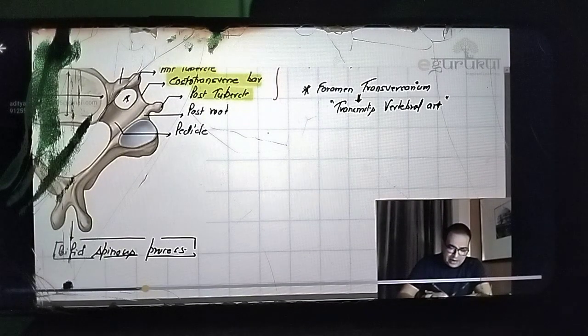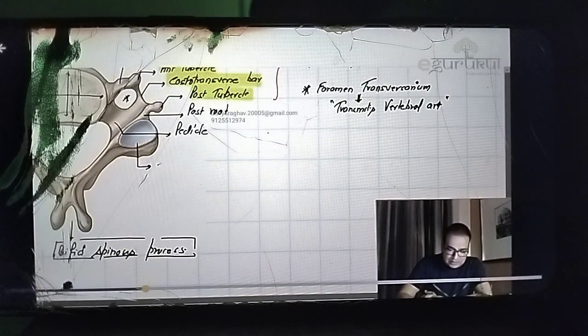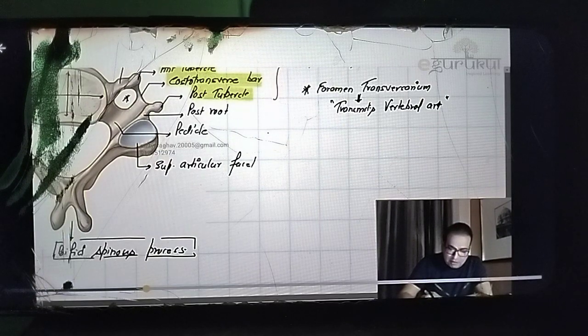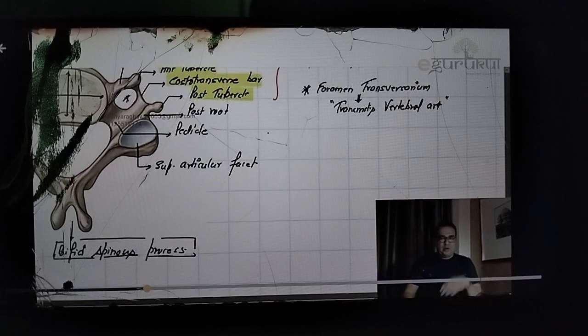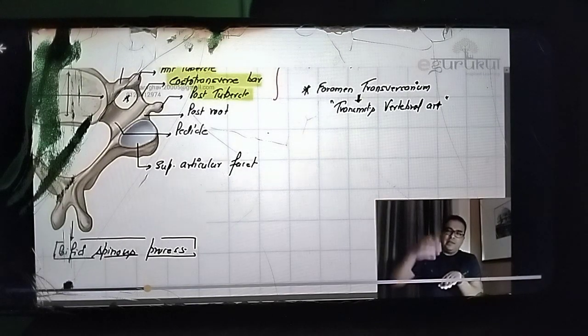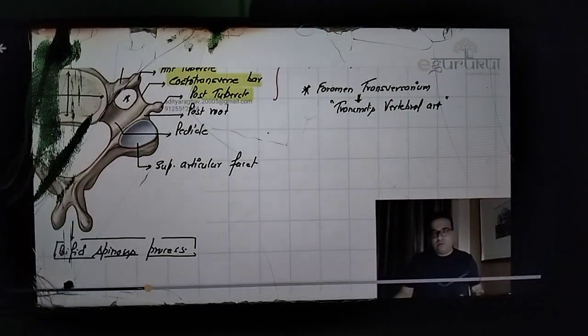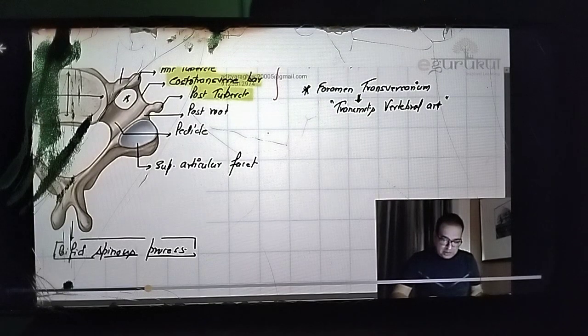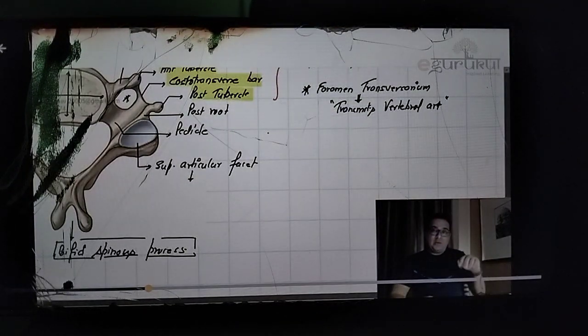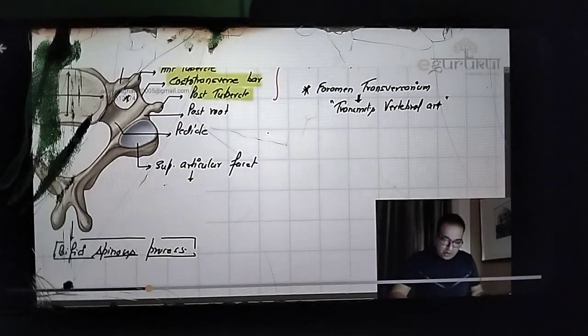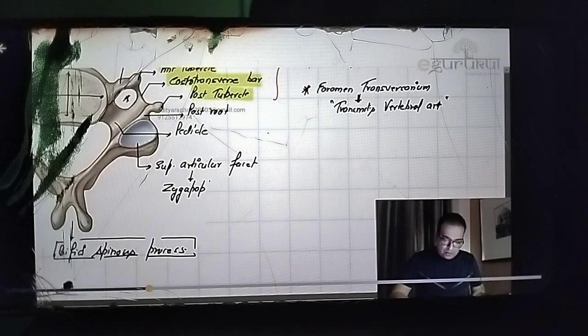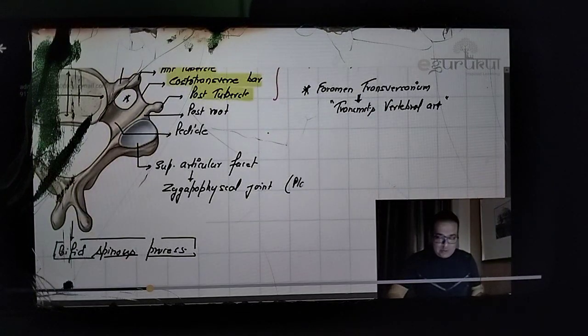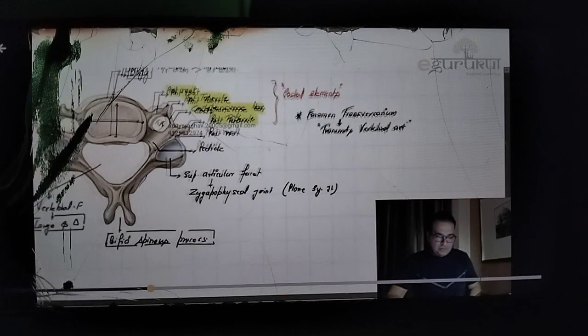Obviously, this is the lateral mass here, and the lateral mass has the articular facet. This is the superior articular facet, and below it will be the inferior articular facet. The superior articular facet of this vertebra will articulate with the inferior articular facet of the vertebra above, and that joint is called the zygapophyseal joint. These zygapophyseal joints are a variety of plain synovial joint.